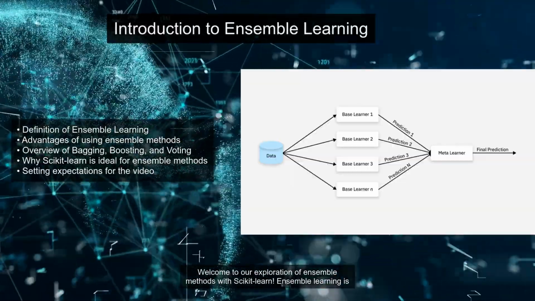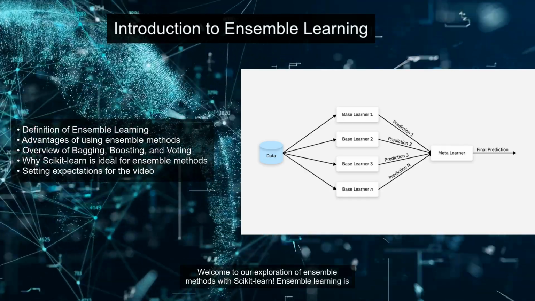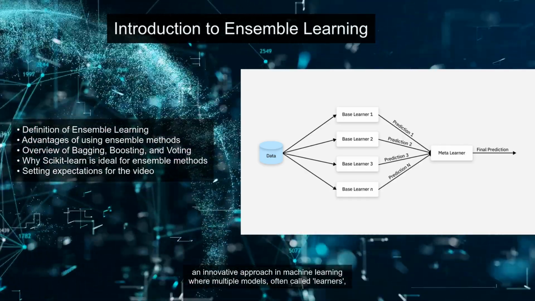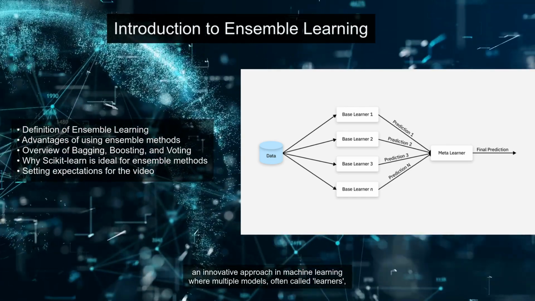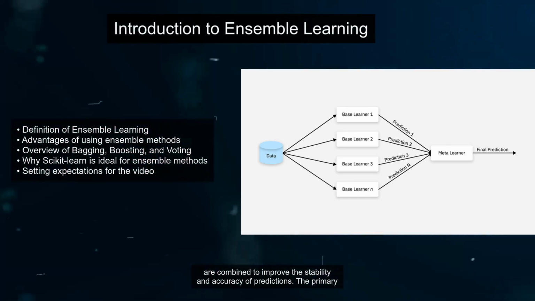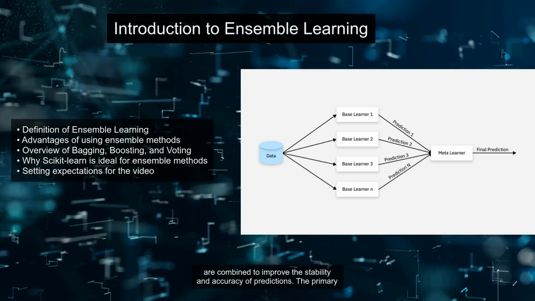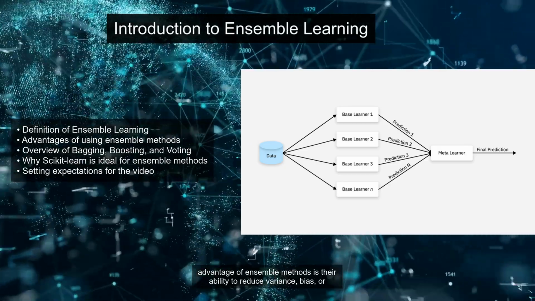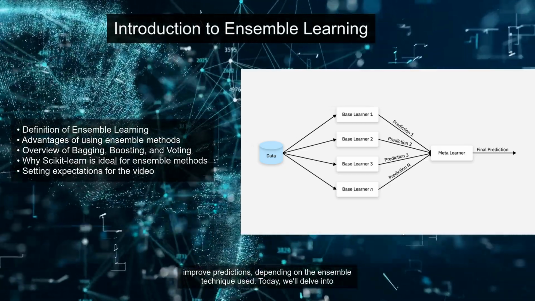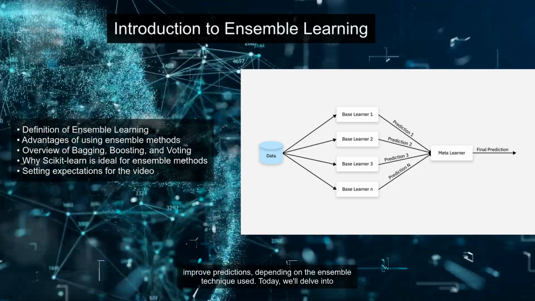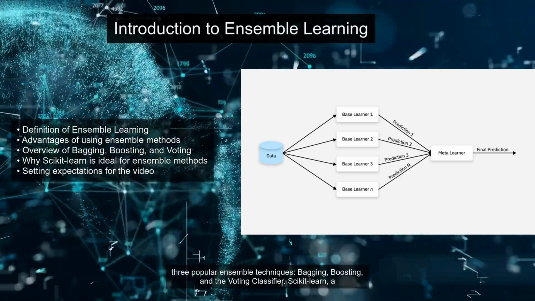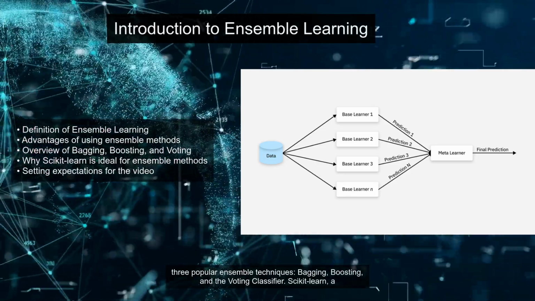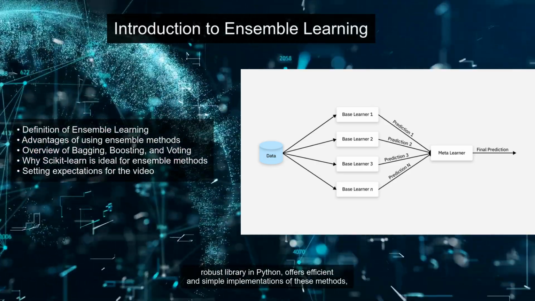Welcome to our exploration of ensemble methods with Scikit-learn. Ensemble learning is an innovative approach in machine learning where multiple models, often called learners, are combined to improve the stability and accuracy of predictions. The primary advantage of ensemble methods is their ability to reduce variance, bias, or improve predictions, depending on the ensemble technique used. Today, we'll delve into three popular ensemble techniques: bagging, boosting, and the voting classifier.